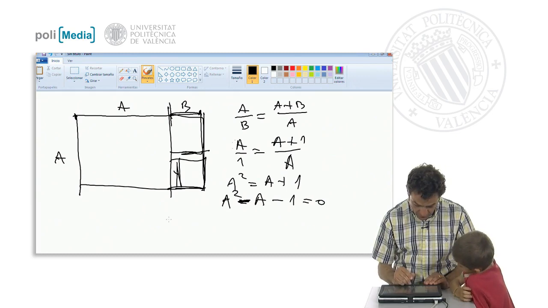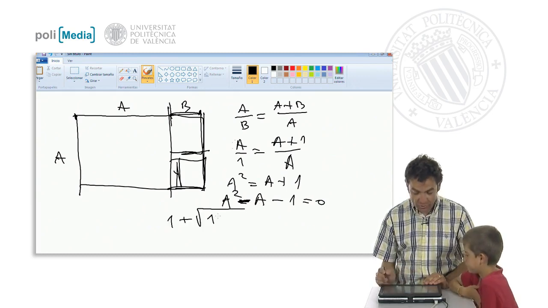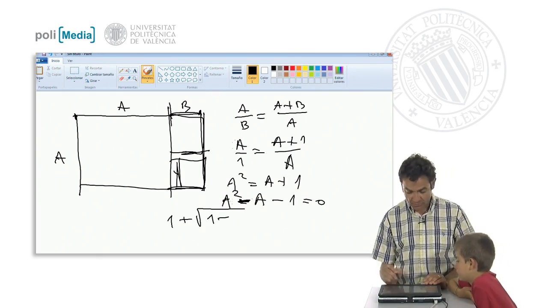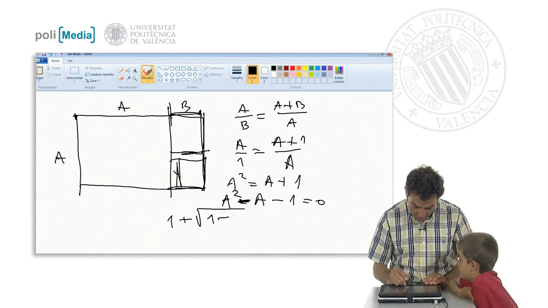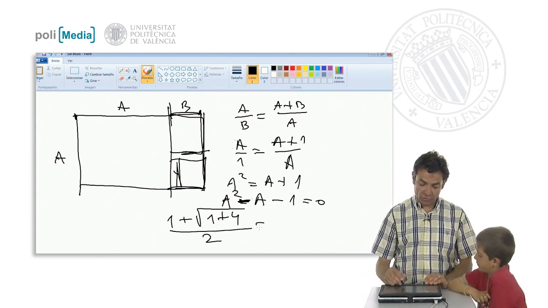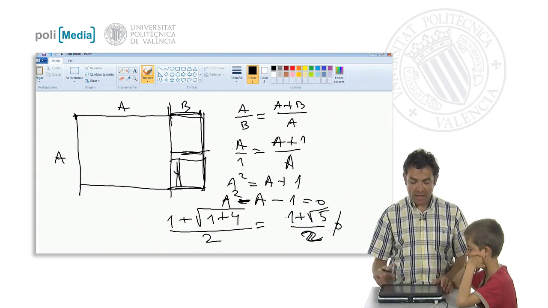This number will change sign, 1 plus the square root of this squared, 1 minus 4 times this by this, minus 4 times minus 1, plus 4, divided by 2. And this is the most famous number, 1 plus the root of 5, divided by 2, which is the golden ratio that we can calculate.